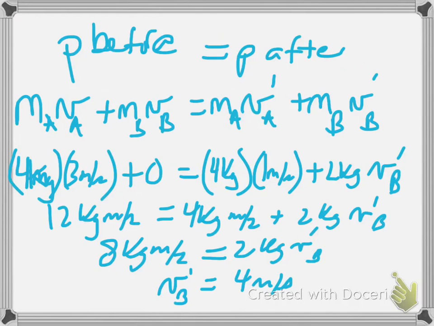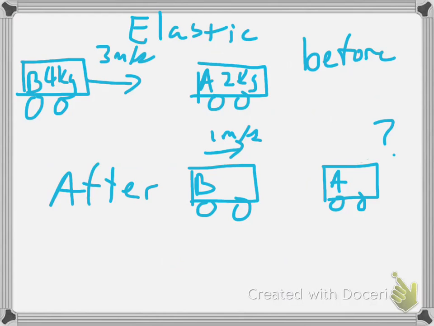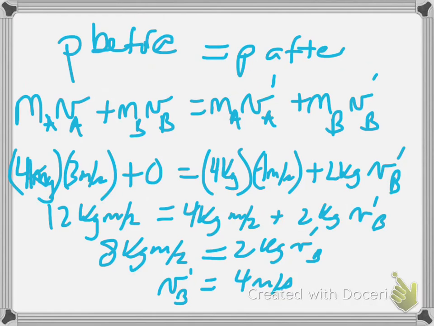Now what you do have to be careful of is negatives. If it said that cart B was traveling backwards at 1 meter per second, then we'd have to make sure that we make that a negative, in which case it would add 4 kilograms meters per second to the 12, and that would give us a different final velocity for B. So just remember, anything that's going in the opposite direction is negative, anything going in the same direction is positive.